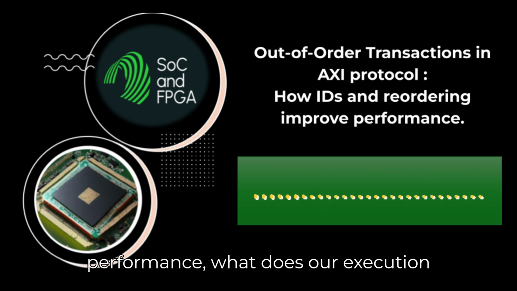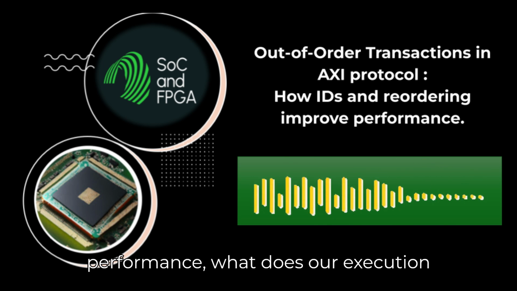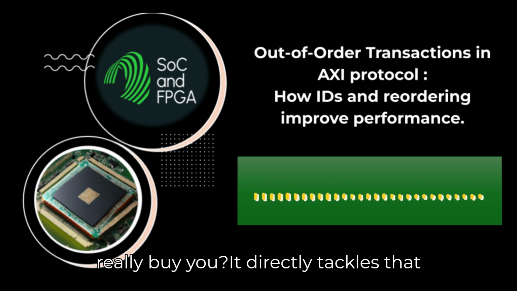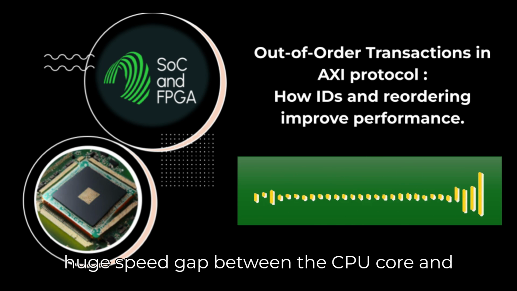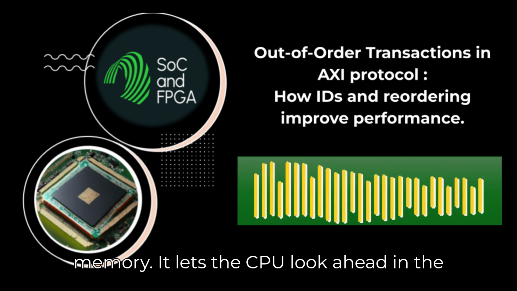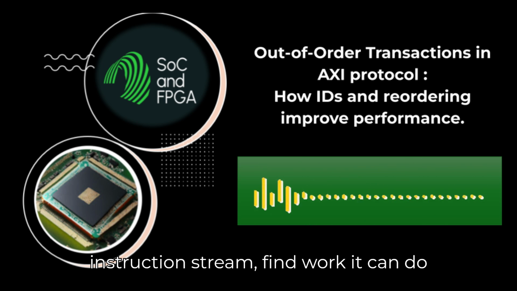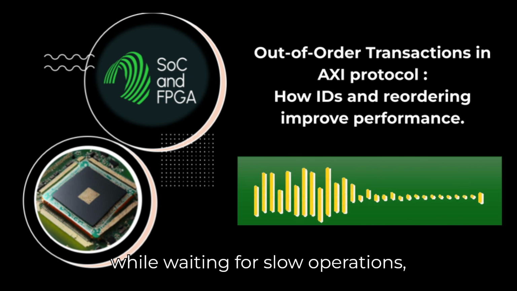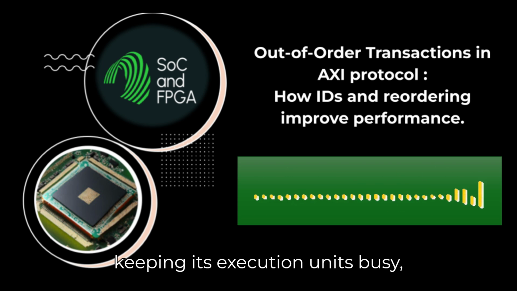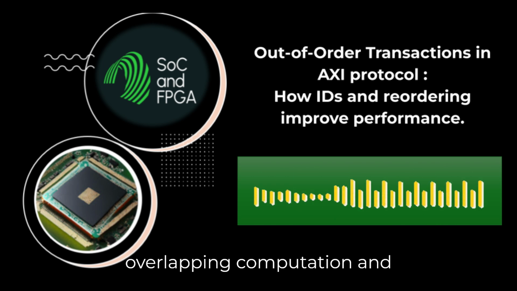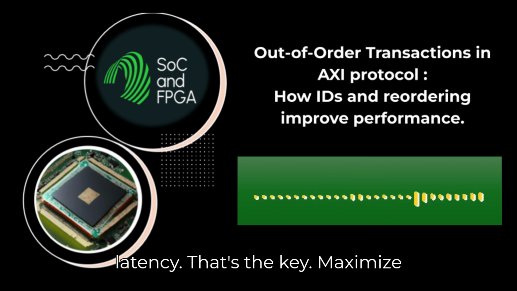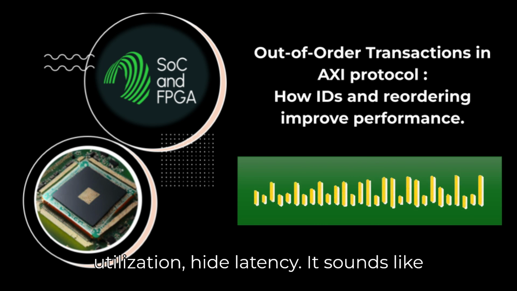So the bottom line for performance, what does out-of-order execution really buy you? It directly tackles that huge speed gap between the CPU core and memory. It lets the CPU look ahead in the instruction stream, find work it can do while waiting for slow operations, keeping its execution units busy. Overlapping computation and communication, hiding that memory latency. That's the key. Maximize utilization, hide latency.